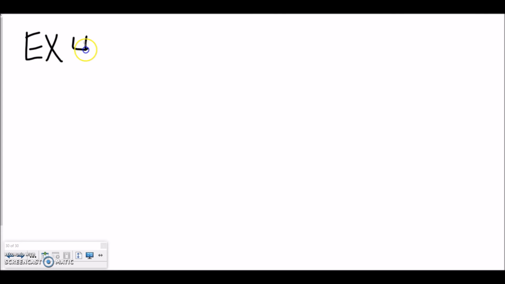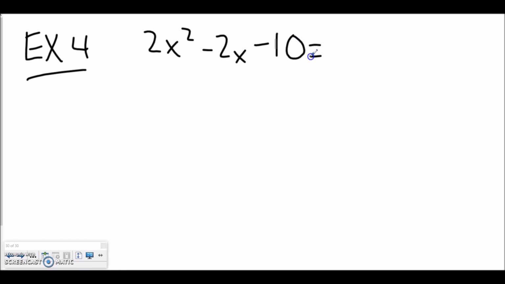There's only one way they can trick you up, and this would be it. What if our equation was 2x squared minus 2x minus 10 equals 3x minus 3? Whoa, Mr. Repka, there are numbers everywhere. I don't understand what a, b, and c should be. Those are things you might be thinking to yourself.